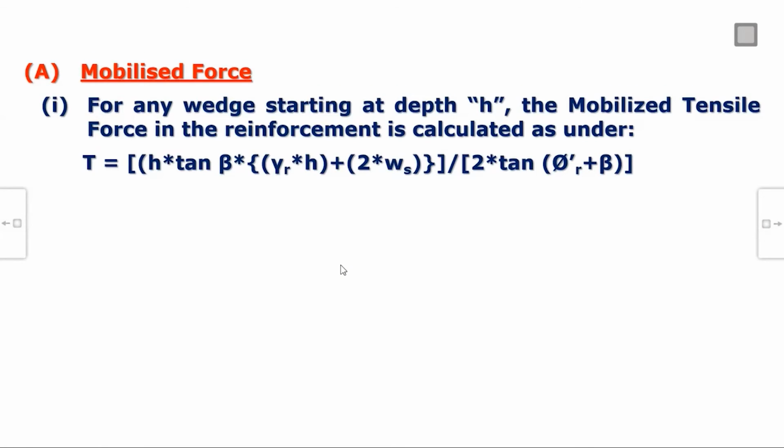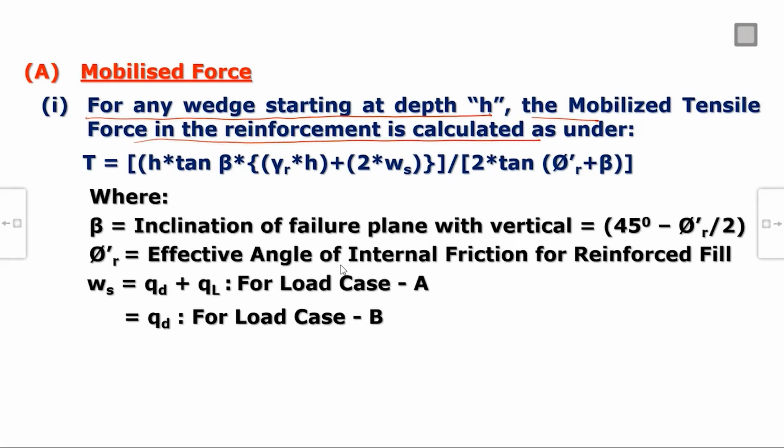So here, first we will find out the mobilized force, which is how much force the wedge is giving. For any wedge which is starting at depth h, the mobilized tensile force is calculated as per the formula given in the code. It is equal to h tan beta into (gamma r h plus 2 Ws) divided by 2, times tan(phi r plus beta). Beta is the angle of inclination of the wedge with the vertical, and as I told you, it is always 45 minus phi r by 2 with vertical.